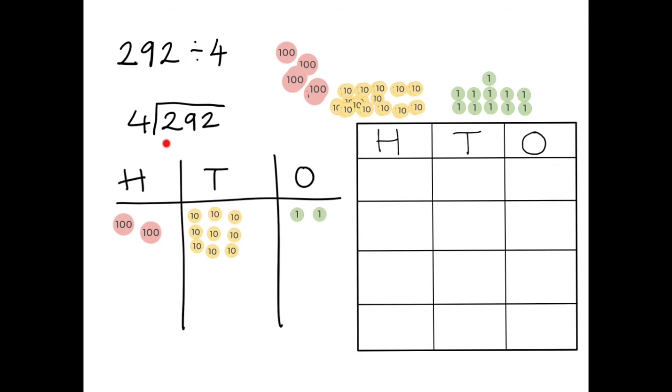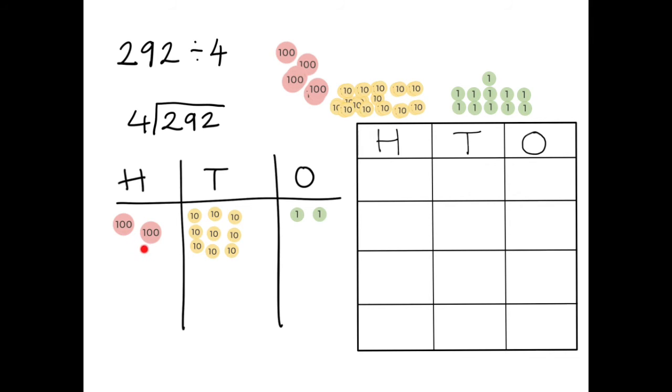This is my dividend, 292, and I'm going to be dividing by 4. So 4 is the divisor. So let's start with the hundreds column. We will start with the largest, most valuable column. We've got 200. So I'm looking to see how many groups of 4 I can divide into 200.